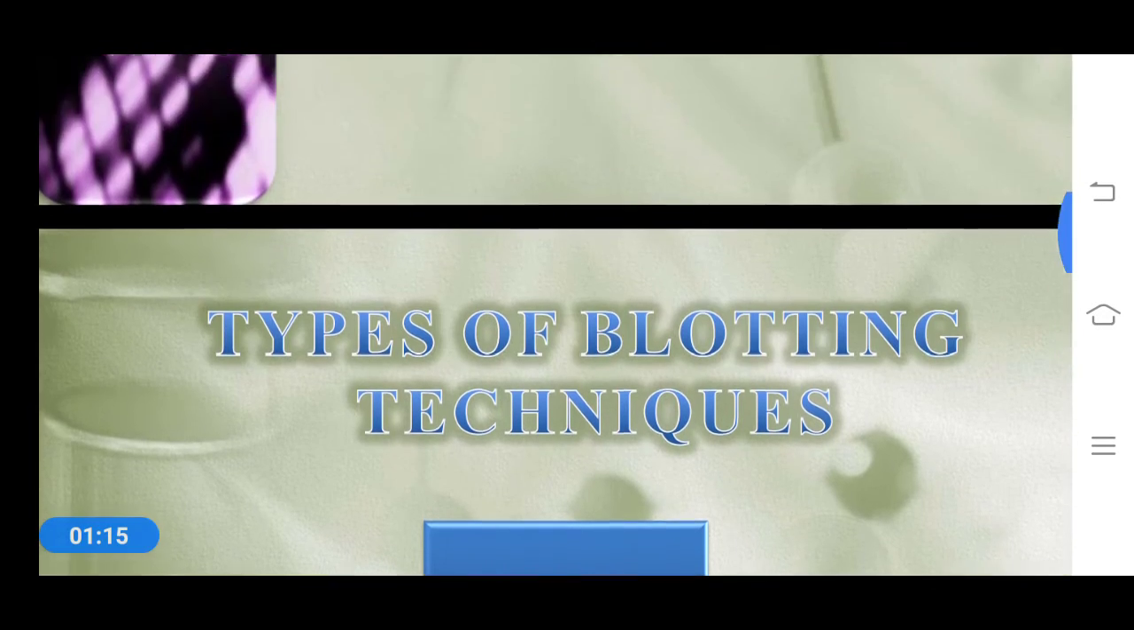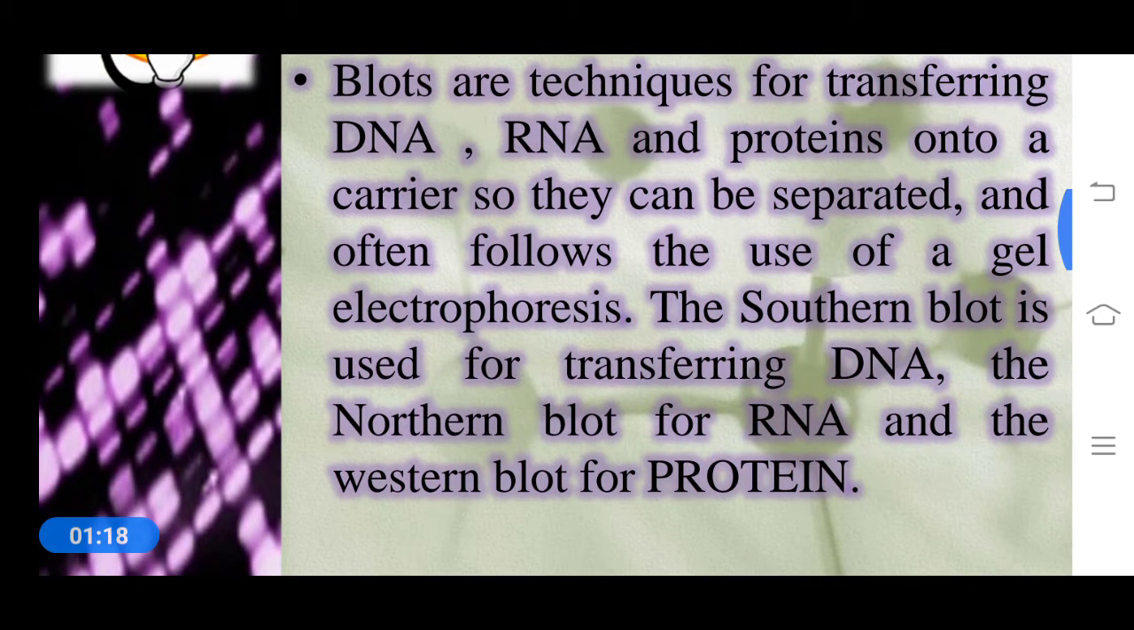First of all, what is blotting? Blots are techniques which help us to transfer DNA, RNA and proteins onto a carrier so that they can be separated, often followed by the use of gel electrophoresis. Here we can easily transfer these nucleic acids and proteins onto other carriers for separation and identification, and this carrier is mostly gel electrophoresis. Agarose gel electrophoresis is the most important carrier here.